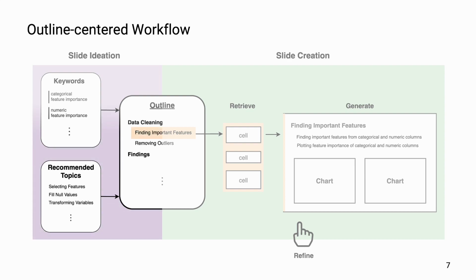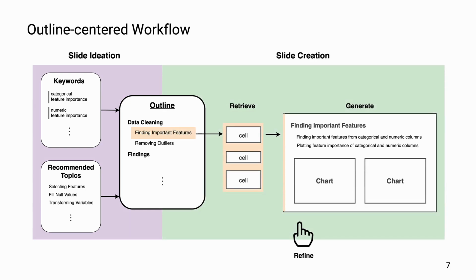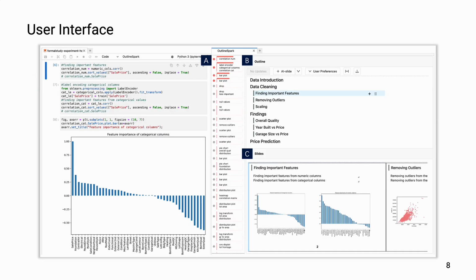Centered around the outline, we harness the power of LLM to extract keywords from notebook cells and recommend relevant topics to support slide ideation. To assist with slide creation, we retrieve relevant notebook cells for the user-crafted outline and generate slides using these cells. Additionally, we also allow users to further refine the generated slides. To support the aforementioned workflow, we design a user interface and implement it as a JupyterLab extension.